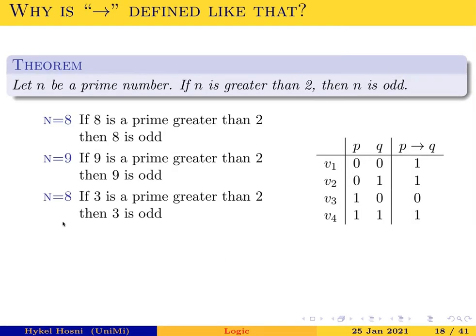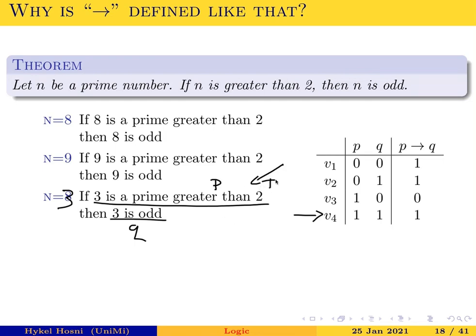Let's move on. Sorry, it should be 3, right? If n is 3, I get this. 3 is a prime greater than 2. This is P. 3 is odd. This is Q. And now they're both true, because 3 is indeed a prime number. It is indeed greater than 2, so it is one of those two. 3 is odd. Yes, it is odd. So V4 is the correct description of the specific case in which n equals 3.